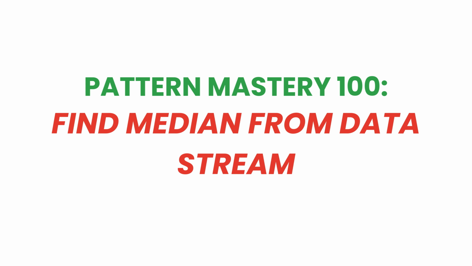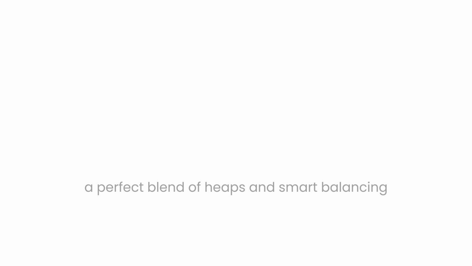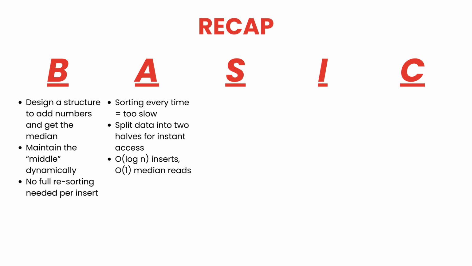Real-time data never waits. Find Median from Data Stream shows whether you can keep inserts fast and still answer median queries instantly. A perfect blend of heaps and smart balancing. Let's do a recap. We designed a structure with two operations: add a number and get the current median. Conceptually, it's about maintaining the middle of an ever-growing set without resorting everything each time. The trap is rebuilding or sorting on every insert. It's too slow. Instead, we split the data into two sides so we can grab the middle on demand. That gives us quick inserts and O(1) median reads.